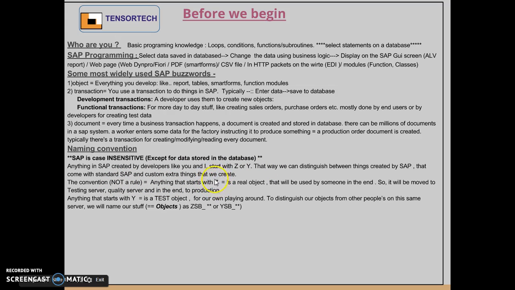If you create something with Z, that means it is meant to be shared with other people, and eventually it will move from the development system to the production system, and everyone will use it. If you want to create something to test locally, not show to anyone, just your stuff, make it start with Y.